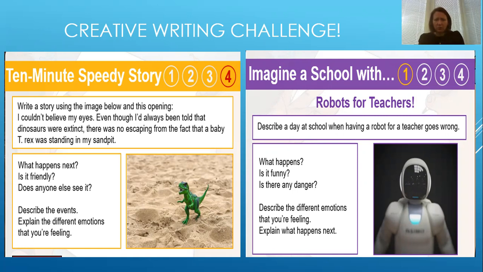something goes wrong? What could go wrong? Is it funny? Is there any danger? What emotions do you feel? What happens next? Do the robot and the pupils get in some trouble, or does something exciting happen? Use your imagination. Let your imagination go wild, and I really, really look forward to hearing your stories.